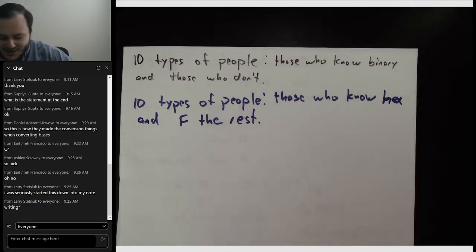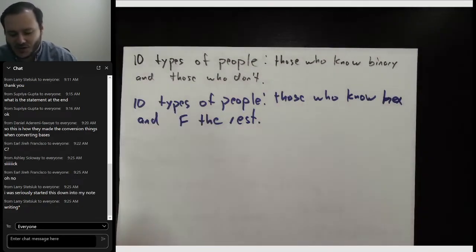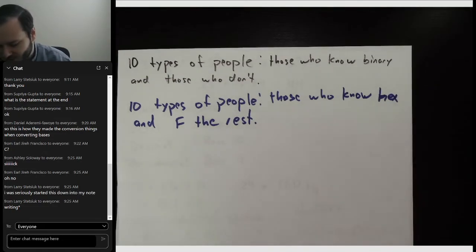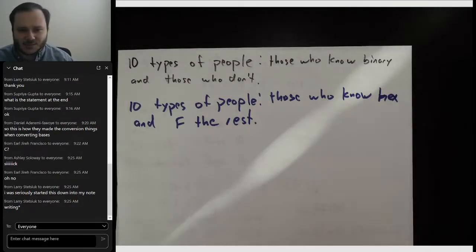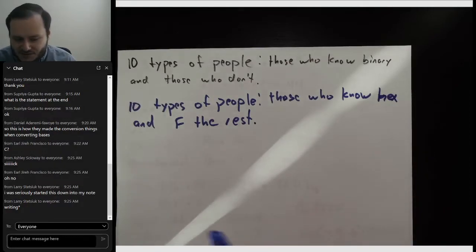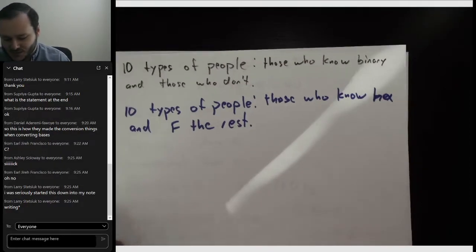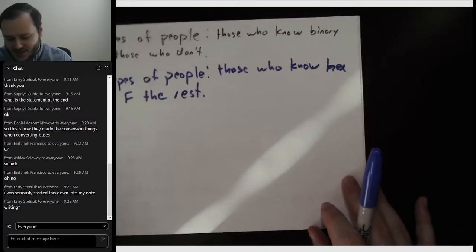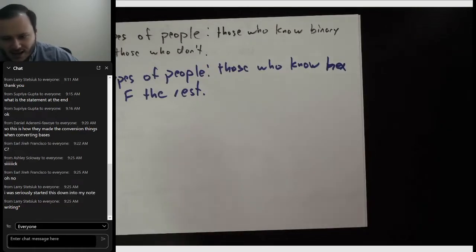This one, there are 10 types of people, but 10 is 2 in binary, 1 times 2 to the 1. Those who know binary and those who don't. This one's kind of an old-fashioned joke. This one I like a little bit better. 10 types of people. That's 16 types of people. Those who know hex are one of them. That leaves 15 types of people, but 15 is F in hexadecimal. So there are 10 types of people, those who know hex, and F the rest.